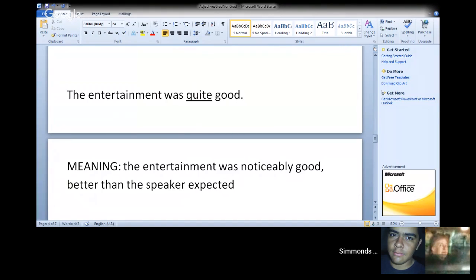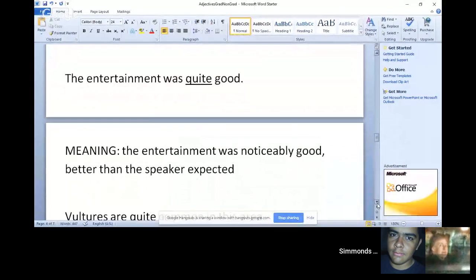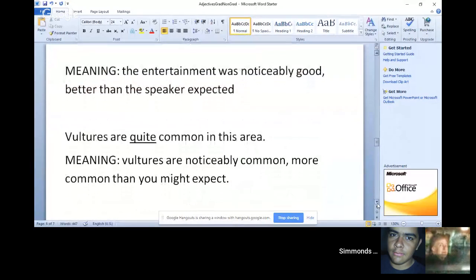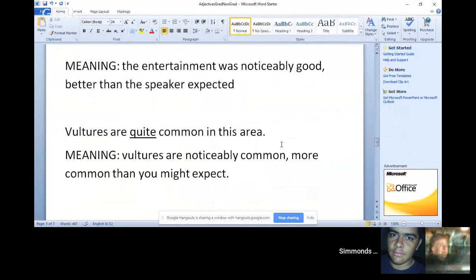All right, Rafa, any questions or comments with this? No, that's okay. Let's go down here for a moment. Another example is "vultures are quite common in this area," meaning that vultures are noticeably common. People see them quite a bit, more common than you might expect. Any questions or comments about this?